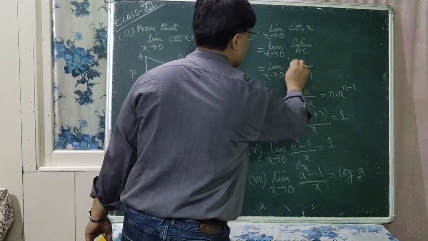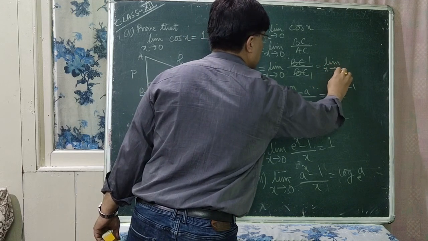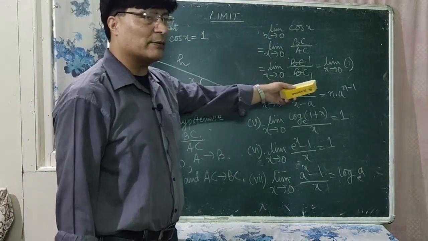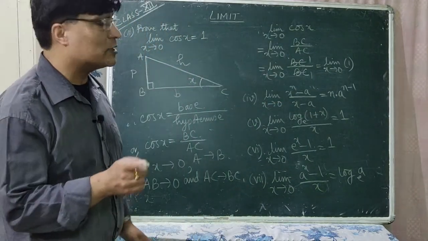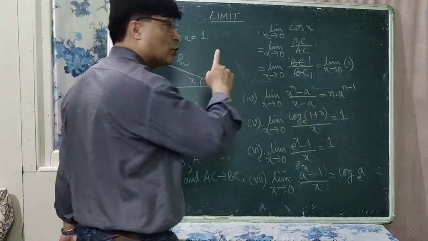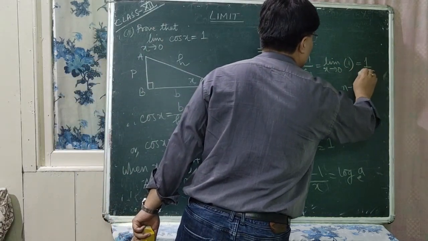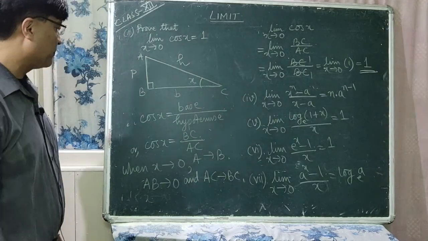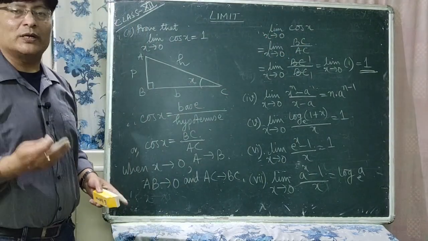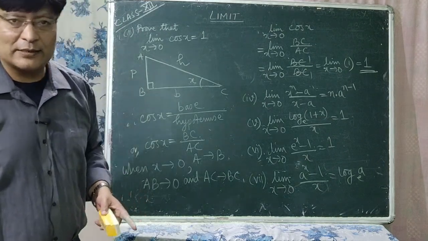So this BC gets cancelled, that is 1. So this is your 1 only. BC divided by BC is always 1. This 1 is a constant quantity which is free from x. So you don't have to put the value of the limit out here. So it is equal to 1. So it is also done. That is proved. Limit x tends to 0 cos x is equal to 1. So is that clear now?